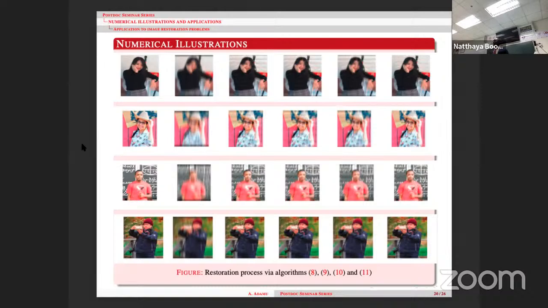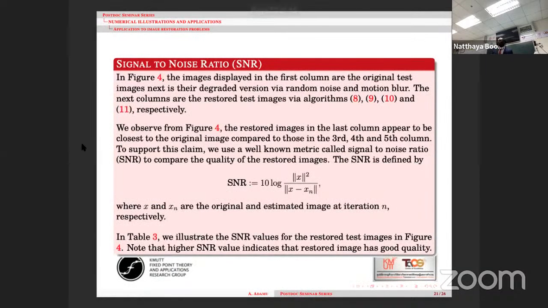However, if you have color blindness and you can't see clearly, there is a powerful tool which is used to measure the quality of a restored image. That tool is called SNR, which means signal-to-noise ratio, and it's computed using this formula. In the next table, we illustrate the SNR values for the restored images in the previous figure. Note that using this performance metric, a higher SNR value indicates better restoration.